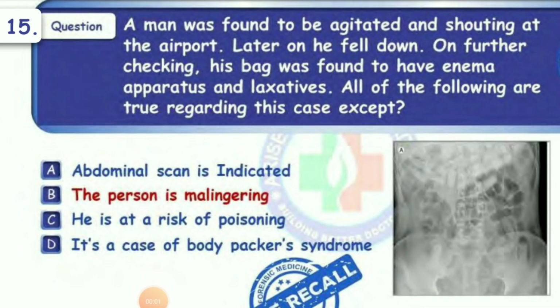Next question. A man was found to be agitated and shouting at the airport. Later on he fell down. On further checking, his bag was found to have enema apparatus and laxatives. All of the following are true regarding this case except: options are he is at risk of poisoning, it's a case of body packer syndrome, abdominal scan is indicated and the person is malingering. The correct answer is the person is malingering.